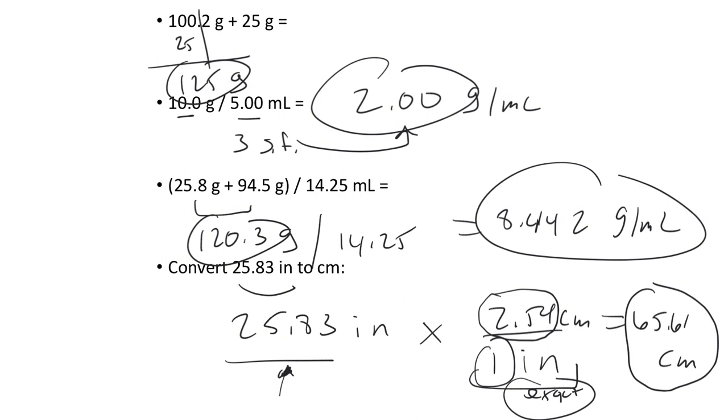Be careful then not to round something like 1,000 milliliters to liter. That's an infinite number of sig figs too, because it's an exact conversion. There's exactly 1,000 milliliters in a liter. We're not rounding that to 1 sig fig or anything along those lines.